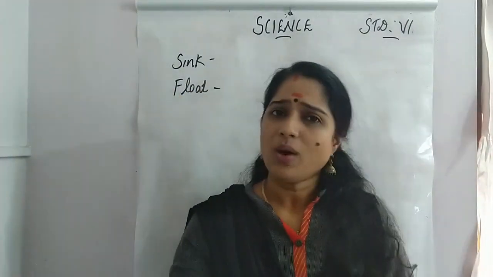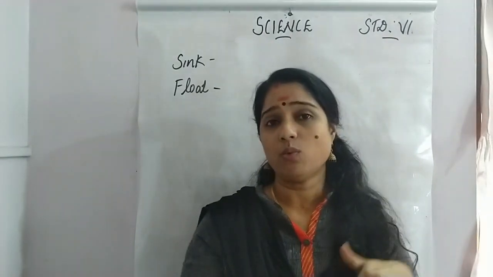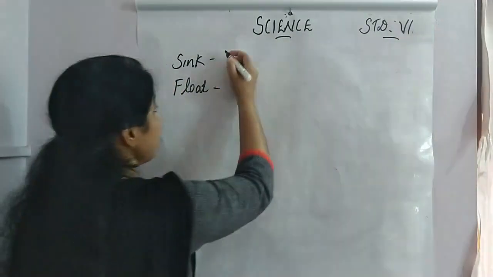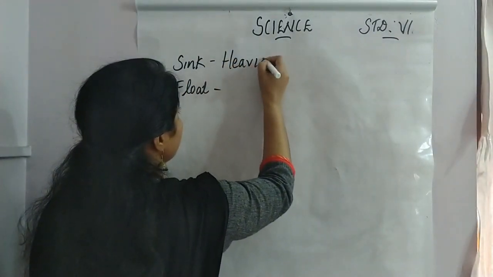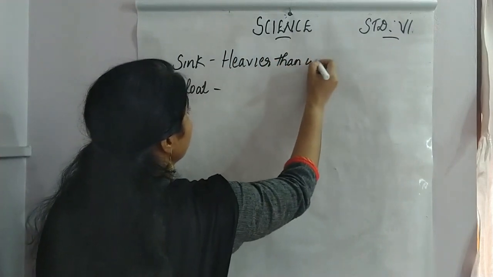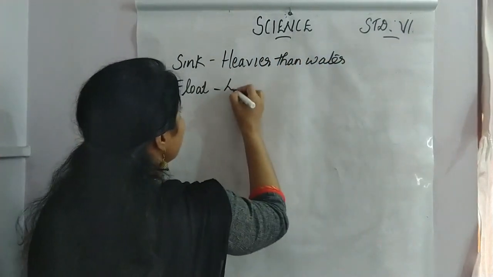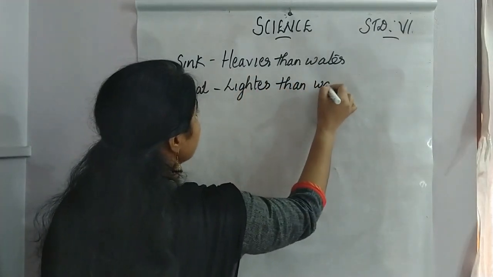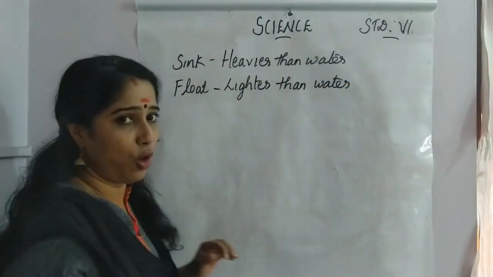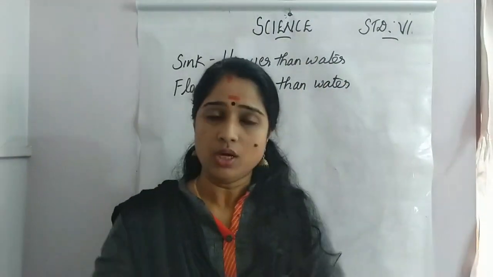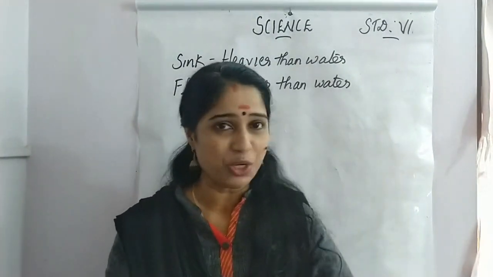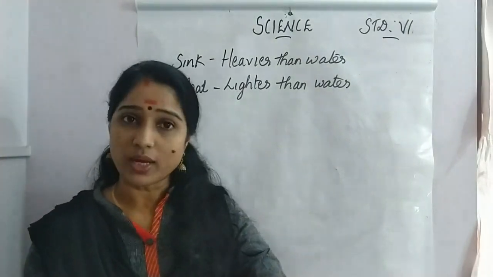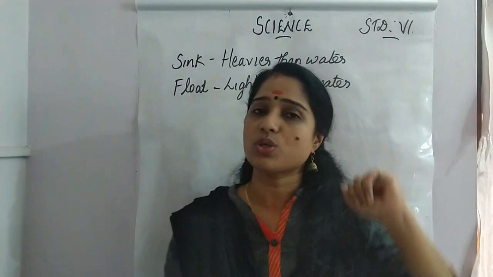So why is it so? Why do some substances sink in water? Why do some substances float on water? You know that if the substance is heavier than water, then what will happen? They will sink. If the substance is lighter than water, they will float. The soap is heavier than water, so when we dip the soap in the water, it goes deep into the water. But the soap dish is made of plastic. It's lighter in weight, isn't it? Lighter in weight, so it floats on the water.